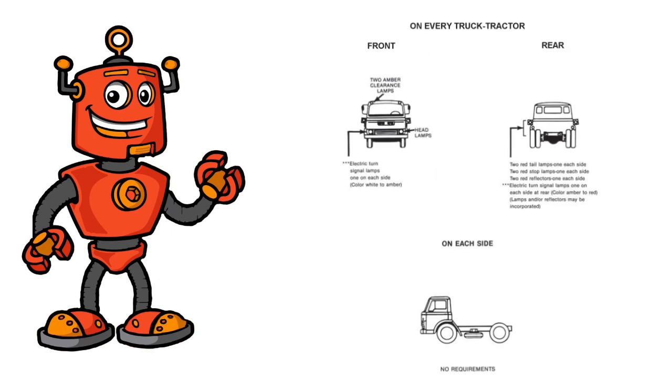Next, lights and reflectors required on every truck tractor. Headlamps and electric turn signals, one on each side, colored white to amber, and 2 amber clearance lamps, must be mounted on the front of the vehicle. 2 red tail lamps, 2 red stop lamps, 2 red reflectors, and electric turn signal lamps, all must have one on each side, and 1 white license plate lamp must be mounted on the rear of the vehicle.